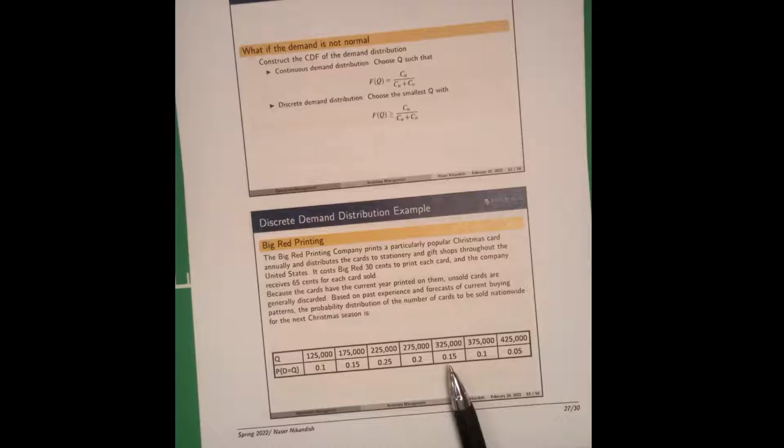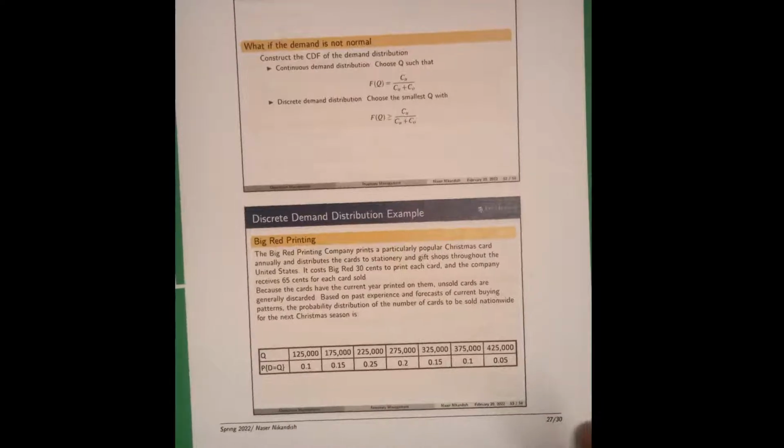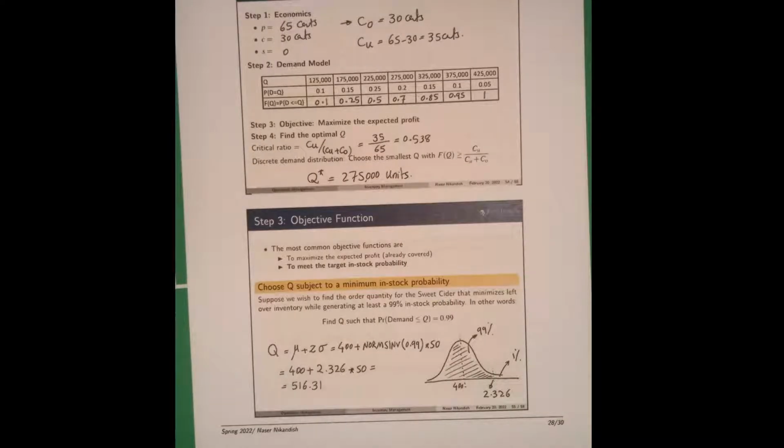All right. You see that in this case, demand is discrete. Demand is not continuous like the previous example, which was a normal distribution. All right. In this case, how do we solve the problem? It's very, very similar. So let's write down the economic data that we have here. Price of the product is 65 cents. We pay 30 cents for it, and it doesn't have any salvage value.